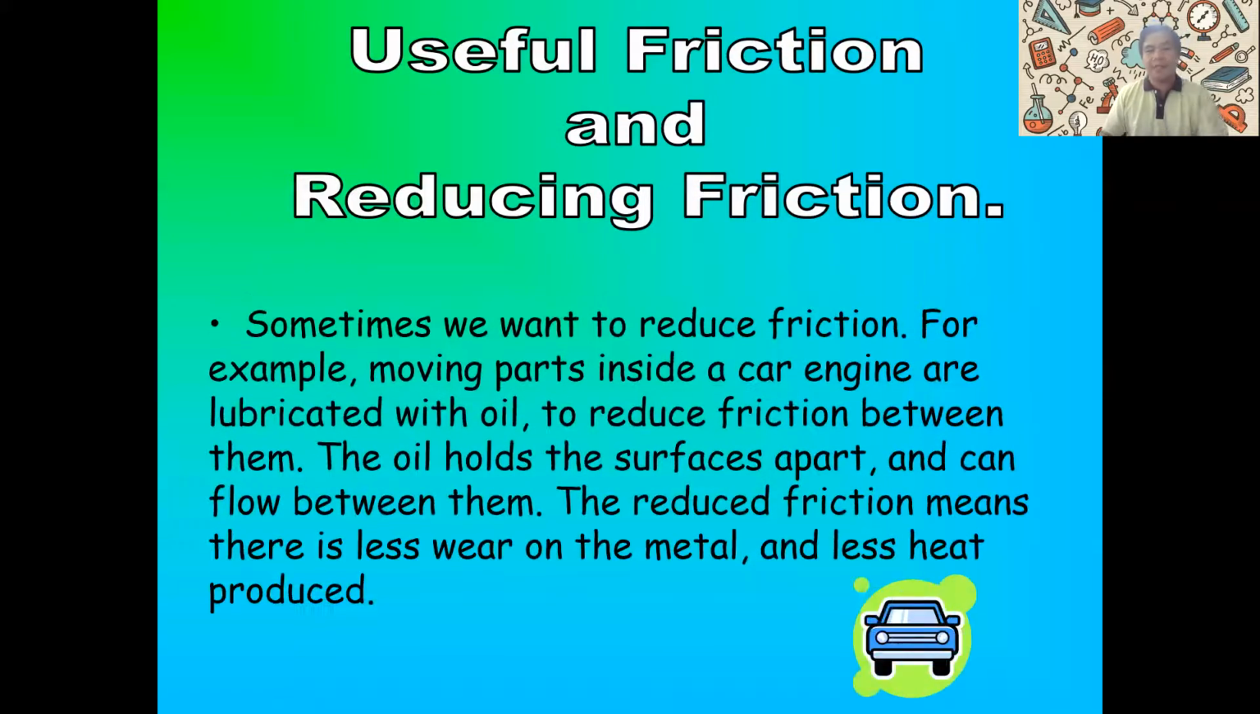Oh, one more thing. Sometimes we want to reduce friction. For example, moving parts inside a car engine are lubricated with oil to reduce friction between them. The oil holds the surfaces apart and can flow between them. The reduced friction means that there is less wear in the metal and less heat produced. If you notice your mom or dad's car, they usually put in some oil every year. Why is that? So that the parts of the car will not get easily damaged. Remember, friction produces heat, and heat on metal destroys metal.